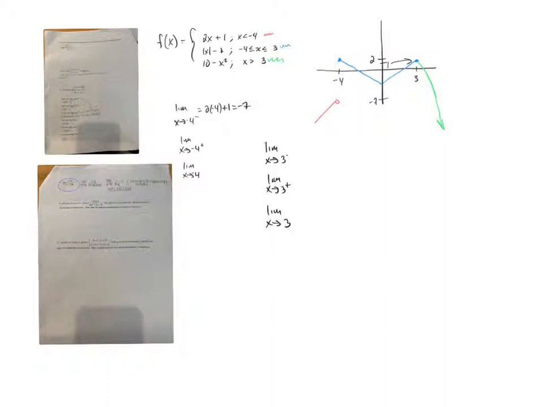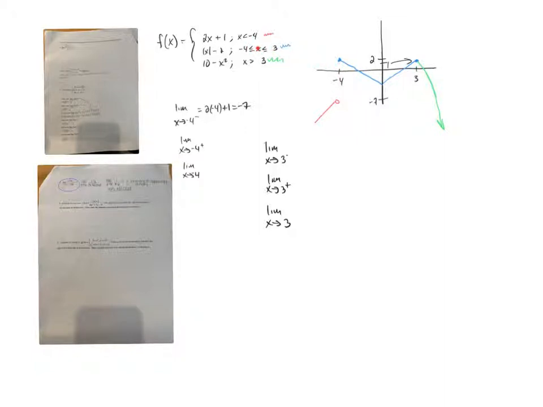Don't worry about the fact that this is less than -4. It doesn't include -4 because this is asking what's happening as x gets close to -4 from the left side. So being less than -4 means that we're allowed to get really, really close to -4. So all you do is you plug in -4 into that part of the function.